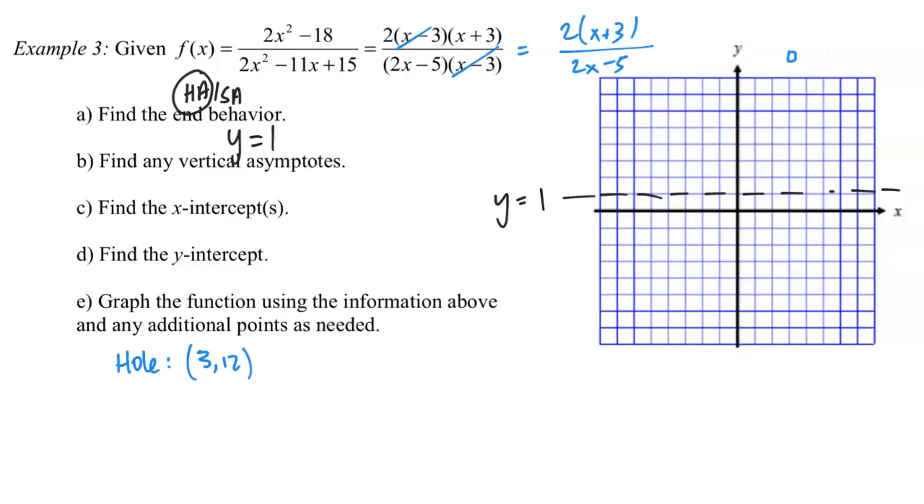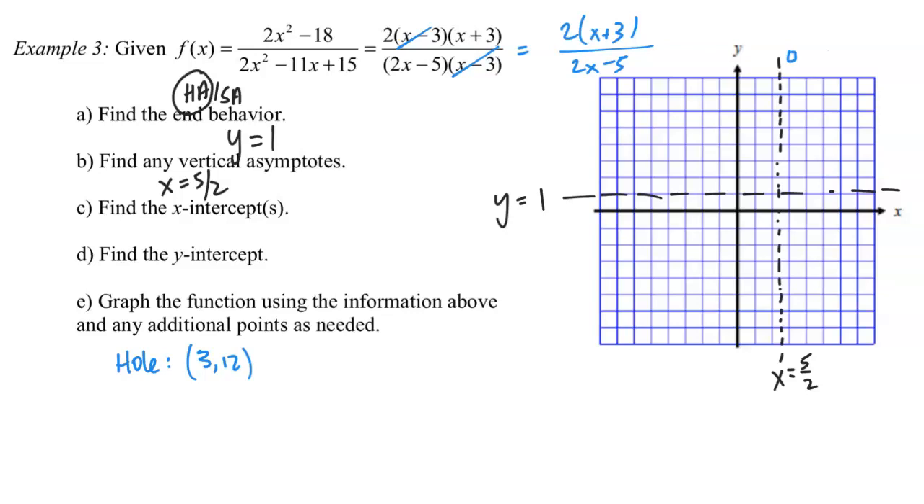Letter B, find any vertical asymptotes. I know that vertical asymptotes occur when the denominator is equal to 0 after I have factored and canceled. If you look at the denominator that's left, 2x minus 5, and I set that equal to 0 and solve, I'm going to get x is equal to 5 halves, or 2.5. So I'm going to have a vertical asymptote, and I'm going to try to do this as best I can at 2.5. It's going to be a little difficult, but there it is. x is equal to 5 halves is my vertical asymptote.